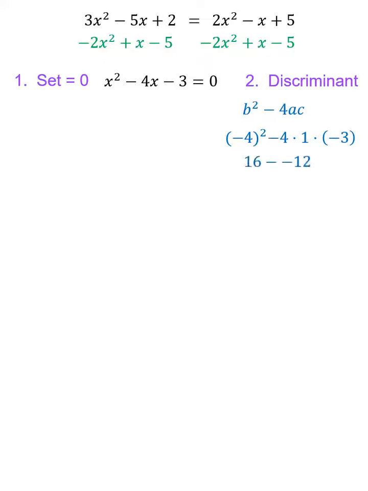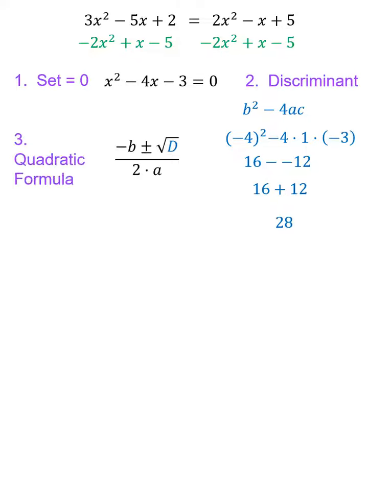Plugging those values in and doing PEMDAS leads us to the value of the discriminant, which we need because the quadratic formula, which is going to give us the solutions to our original problem, requires that we know the value of the discriminant. Plugging in 28 for D and also plugging in a and b from step 1 leads us to an expression that will give us the two answers to this problem.